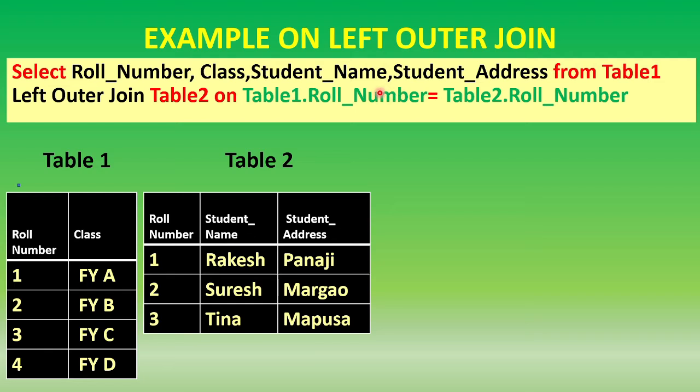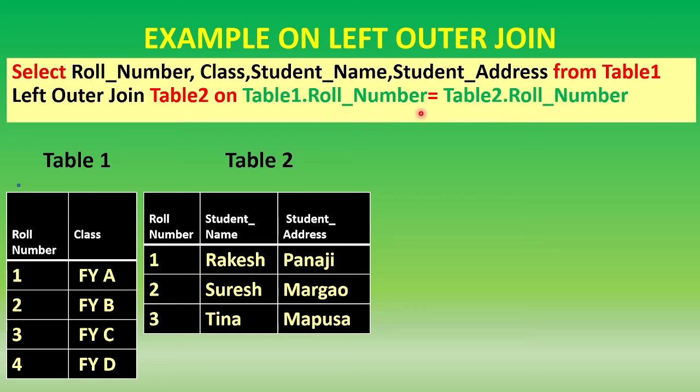I already told during the introduction video of joins that when you do the joining of two tables, there has to be one common field or common column between both the tables, and the common column in table 1 and table 2 is roll number. You can see there is a roll number column in table 1 also, and there is a roll number column in table 2 also. So based on this roll number column, both the tables are joined. This condition has to be there when you use the join. So table 1 dot roll number equal to table 2 dot roll number.